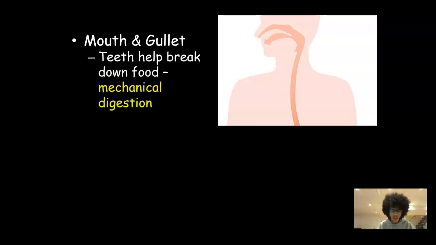Okay, so here's the mouth and also the gullet. Now, in your mouth, you've got teeth, 32 of them, and they help break down food. So that physical process of the teeth breaking down food helps break it down to smaller pieces with the aid of saliva. That is what we call mechanical digestion, okay, because it's breaking down food like that.